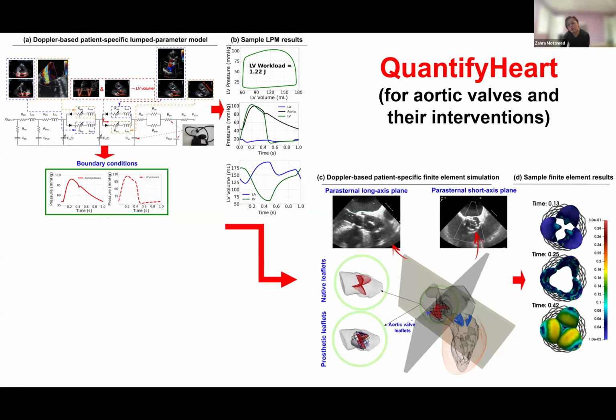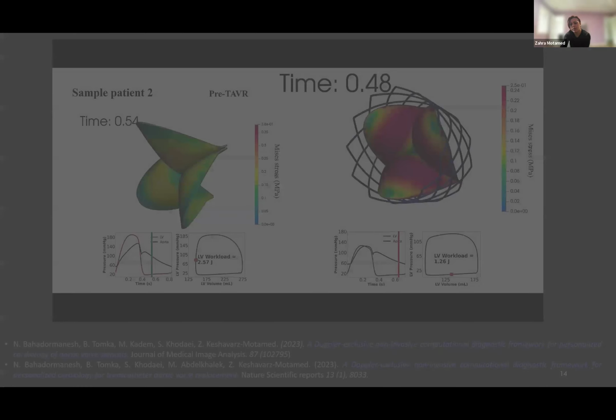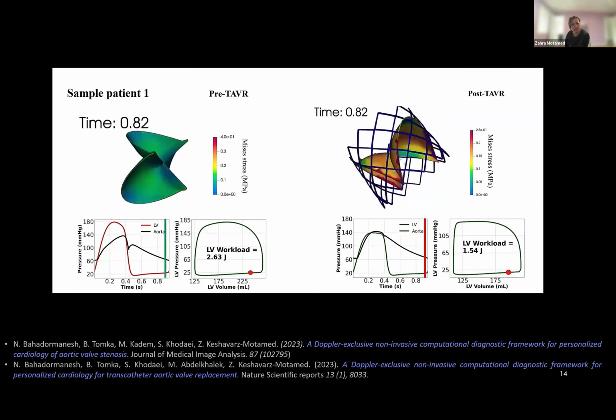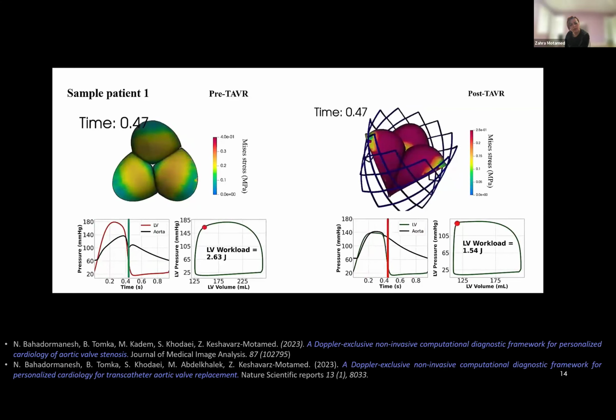My students developed a fully Doppler-based finite element framework with which we can reconstruct the leaflets with only 2 images from Doppler echocardiography and 5 to 7 measurements from Doppler echocardiography. We can reconstruct the leaflets, and then the boundary conditions and initial conditions all come from the previous algorithm, which is also fully Doppler-based. And we can assess stress and strain on the aortic valve. So these are 3 patients. I believe those are cases that we received from St. Paul Hospital, if I am right.